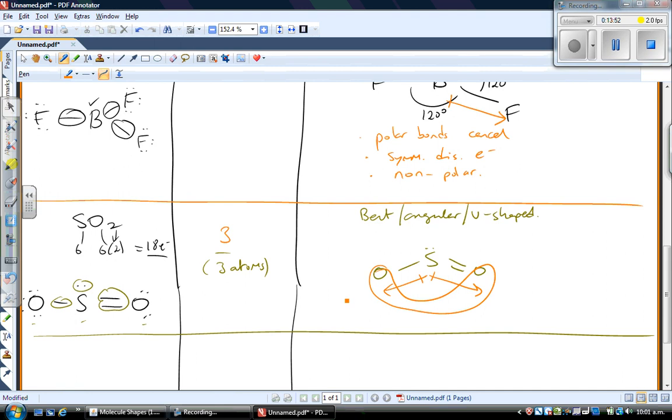If I draw that shape around it, you can see that there is an overall negative end and an overall positive end. So you could draw a net dipole for this molecule, and there would be a movement of electron density in one direction. So the polar bonds don't cancel in this case.